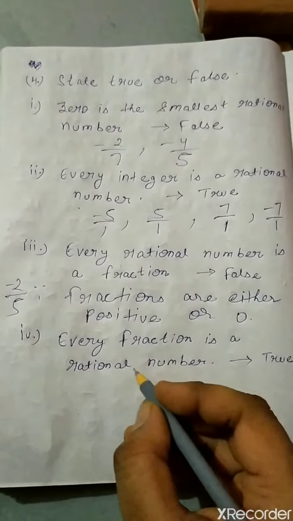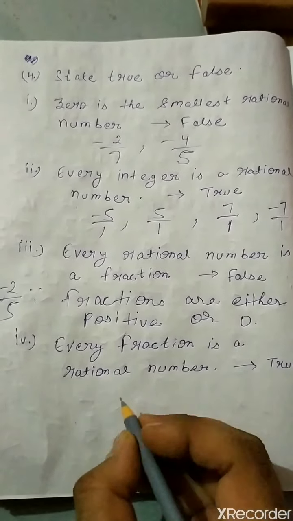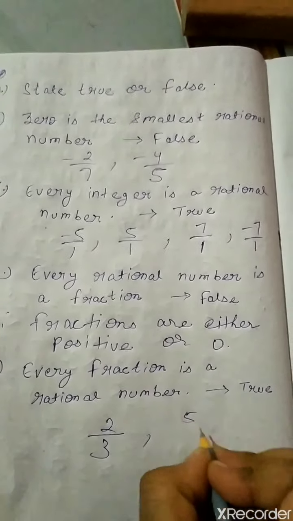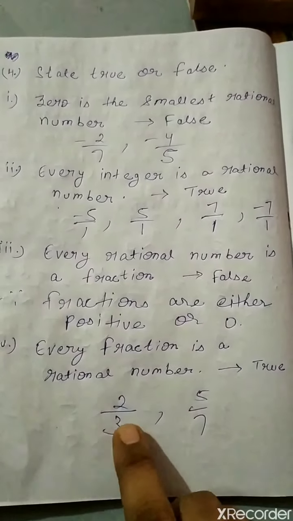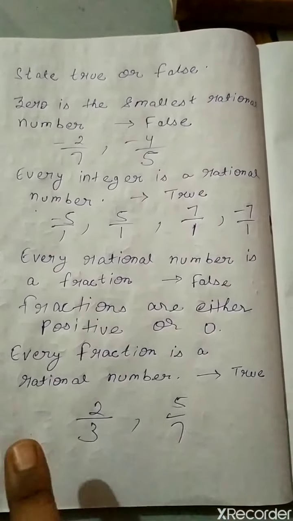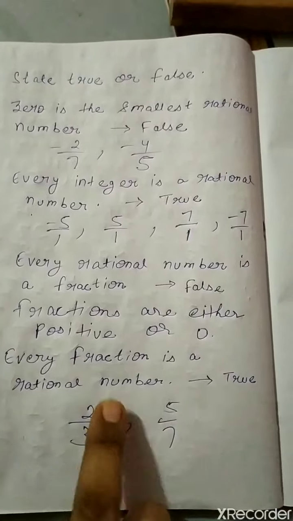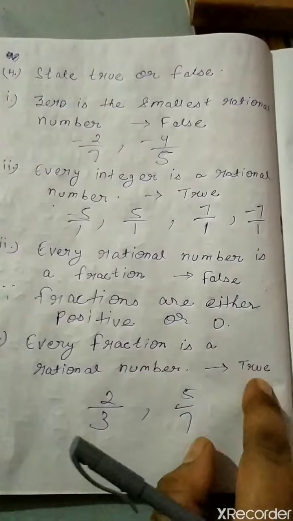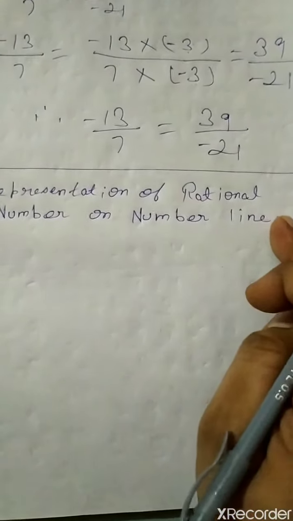Next, every fraction is a rational number. True, because rational numbers are positive and negative both. 2 by 3, 5 by 7, this is a rational number and it is a fraction also. Because fractions are positive or 0 and rational numbers are negative, positive and 0 all. So you can say P by Q form where the denominator cannot be 0. This is the condition only. So it is true.